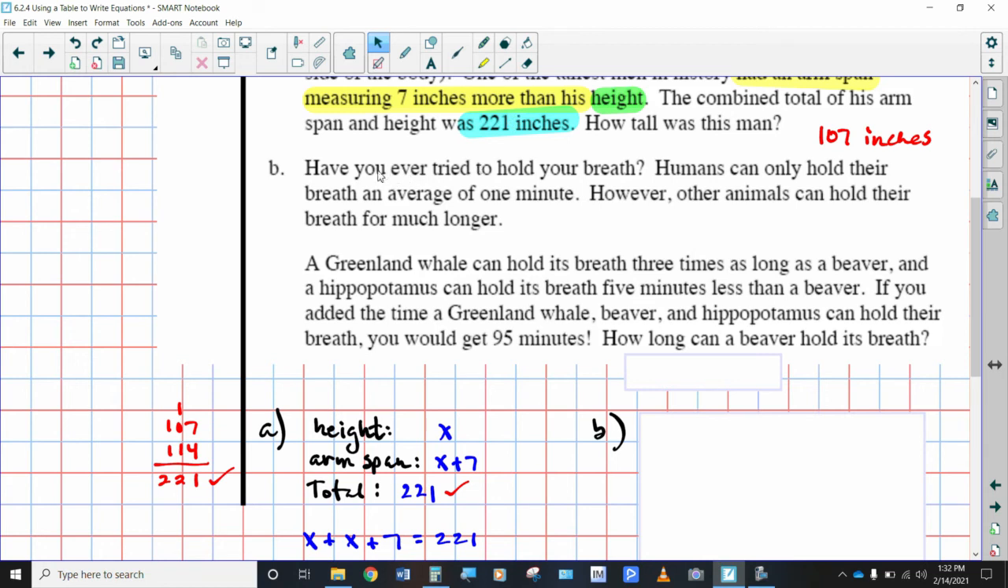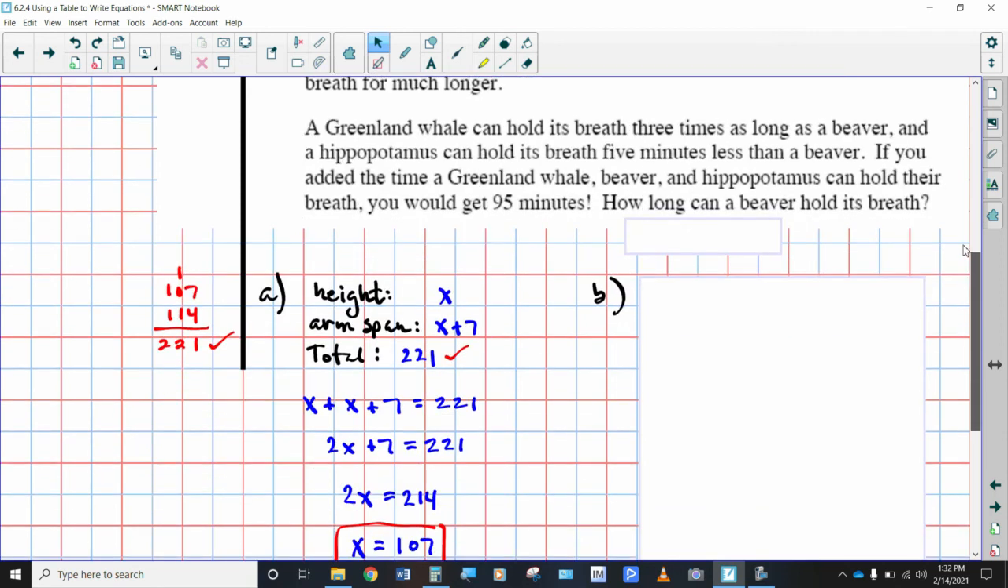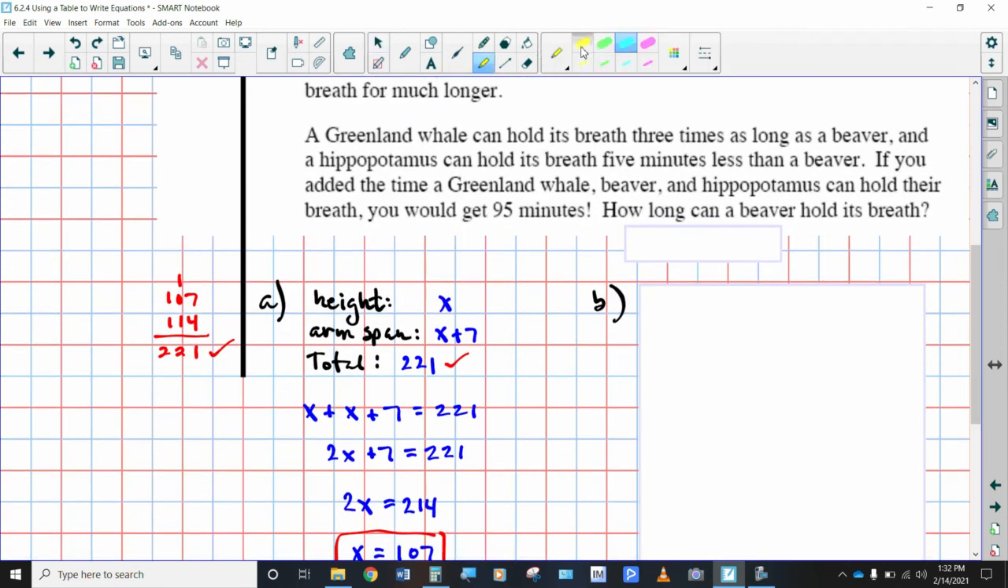All right, second one. This one has to do with holding your breath. Humans can hold their breath on average 1 minute. However, animals can hold their breath much longer, especially animals that live in or around water. So we've got 3 different animals here. The Greenland whale can hold its breath for 3 times as long as the beaver. And then we've got a hippopotamus, which can hold its breath for 5 minutes less than the beaver.